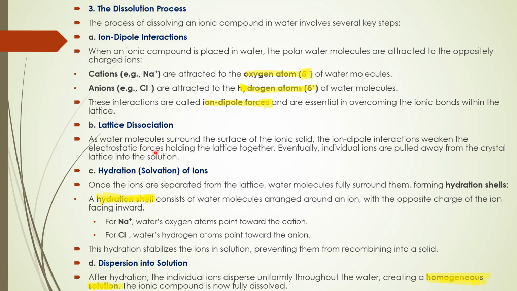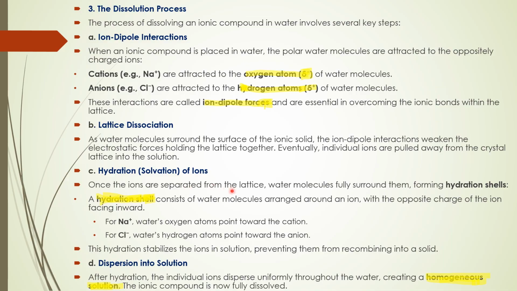Lattice dissociation. As the water molecules surround the surface of the ionic solid, the ion-dipole interactions weaken the electrostatic forces holding the lattice together. Eventually, individual ions are pulled away from the crystal lattice into the solution and they're broken down.